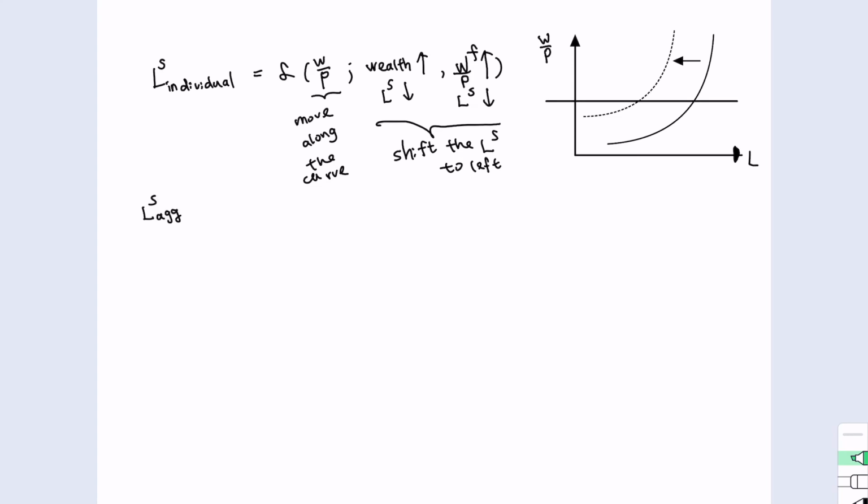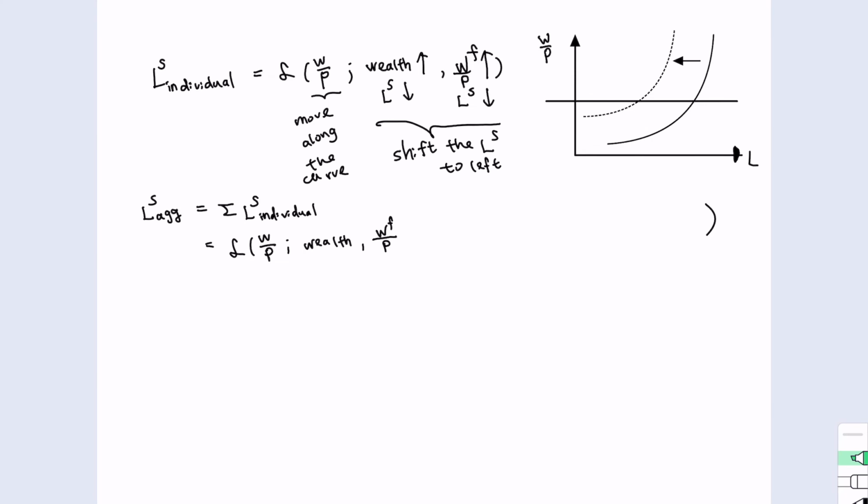How about the labor supply for the entire economy? We know that when we are talking about the labor supply for the entire economy, we need to add up the decisions of all the individuals. And given that for an individual the labor supply is a function of the real wages, and is also affected by wealth and future wages, of course these factors will also affect the aggregated labor supply.